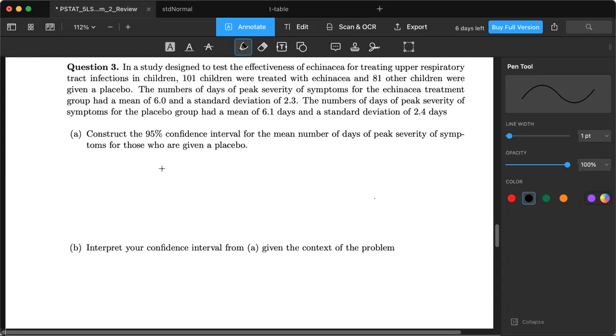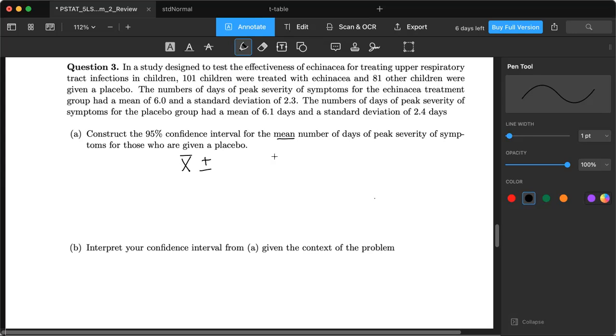So we need to construct a 95% confidence interval for the mean number of days of peak severity symptoms for those who were given a placebo. So this is a sample that we're dealing with, and we're trying to find a confidence interval of the mean. So X bar is the start of our confidence interval, as opposed to P hat, which would be a proportion. So if we're looking for a mean, it's X bar. So X bar plus or minus.